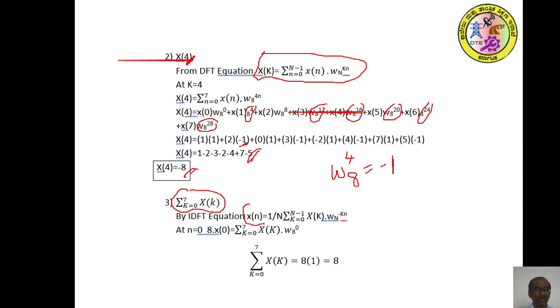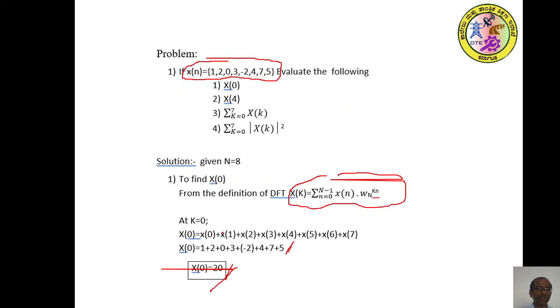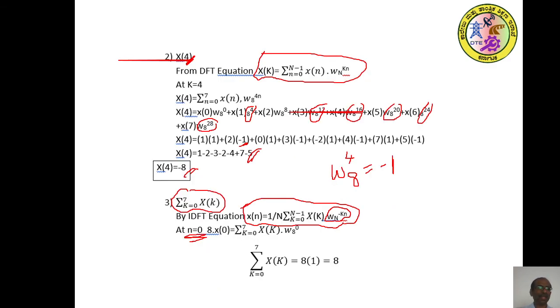For that, take your IDFT formula. How to make this term 1? I want to make this term 1, so I'll put n equal to 0 in this formula. If I put n equal to 0, x of 0 is equal to 1 by 8, with the 8 taken to the other side, summation 0 to N minus 1, that is 0 to 7, X of k into omega 8 power 0. You know that omega 8 power 0 is 1. Check back the value of x of 0 in the question. In the question, x of 0 given is 1. 1 into 8 is equal to 8, which is your answer.